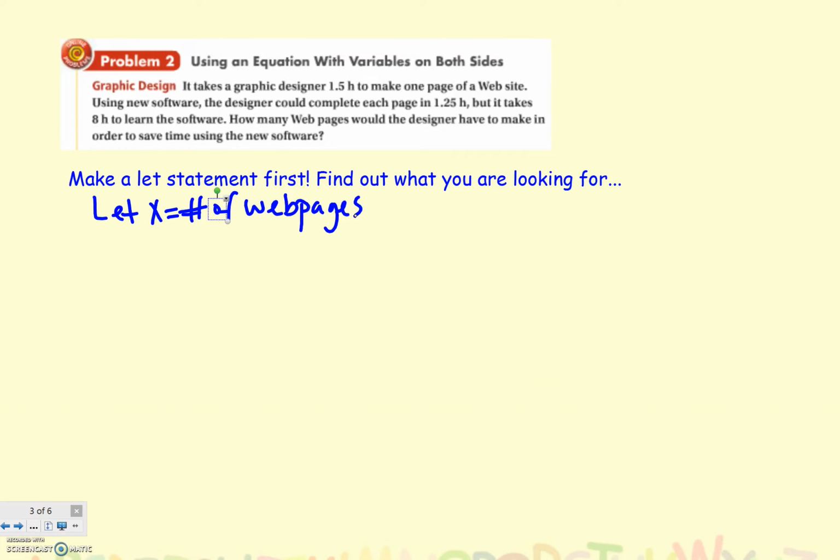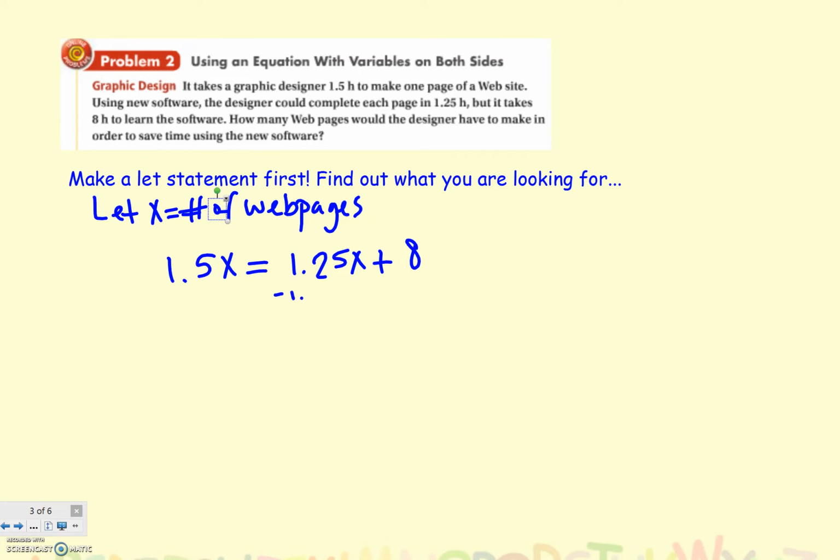So let's see, it takes him an hour and a half to make one page of a website right now. So for every page, it takes him 1.5 hours. If he were to get the new software, it would take him 1.25 hours per page, but he has to include those 8 hours that it's going to take to learn the software. So since we're looking to see at what point it's going to be more beneficial to get the new software, we're going to put both of these equal to each other, and we're going to see at what point will it be equal. How many web pages will the amount of time that he puts in be equal?